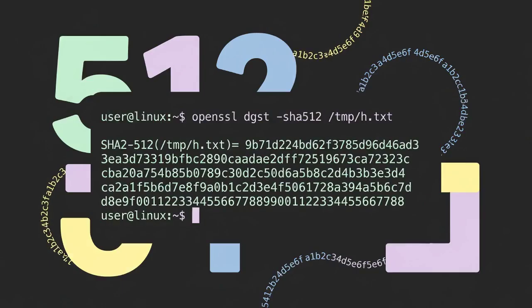Finally, SHA512 doubles the digest length again to 512 bits, producing 128 hex characters. The same hello file now yields a much longer fingerprint.